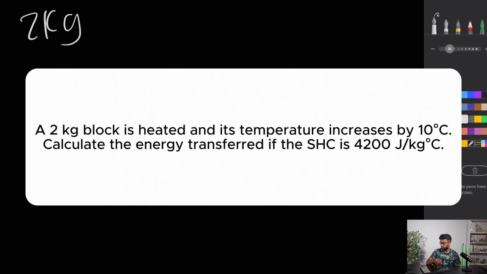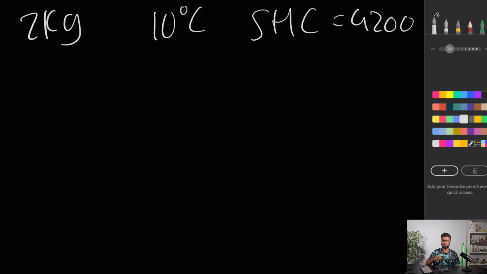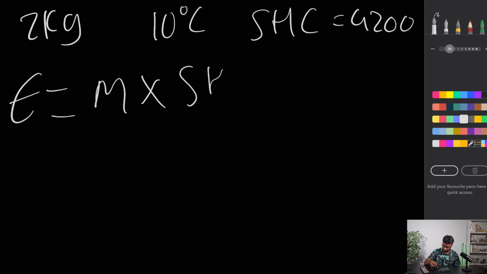you answer this question. The next question tells us a 2 kg block is heated and its temperature increases by 10 degrees Celsius, and asks us to calculate the energy transferred if the SHC, or specific heat capacity, is 4200. So the way we can work this out is by using the formula energy is equal to mass multiplied by specific heat capacity multiplied by change in temperature, delta T, we can write for that.